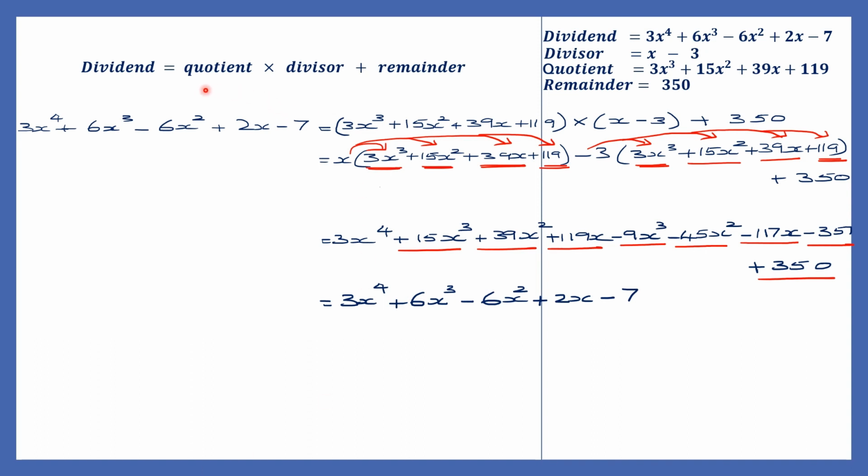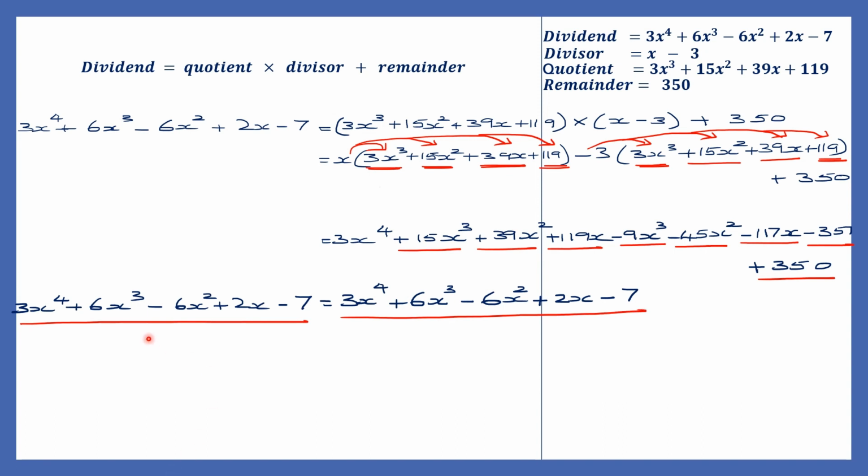So on the right hand side, quotient into divisor plus remainder, we got so much. Now on the left hand side, let's write down what we have. We have 3x to the power of 4 plus 6x cube minus 6x square plus 2x minus 7. So here we have the left hand side and here we have the right hand side. Look carefully and see whether both are equal. They are both equal. So this is how we verify. If they are both equal, that means our quotient and our remainder are correct. So what we worked out in the previous step, the first part of the question, this verification tells us that that part was correct.